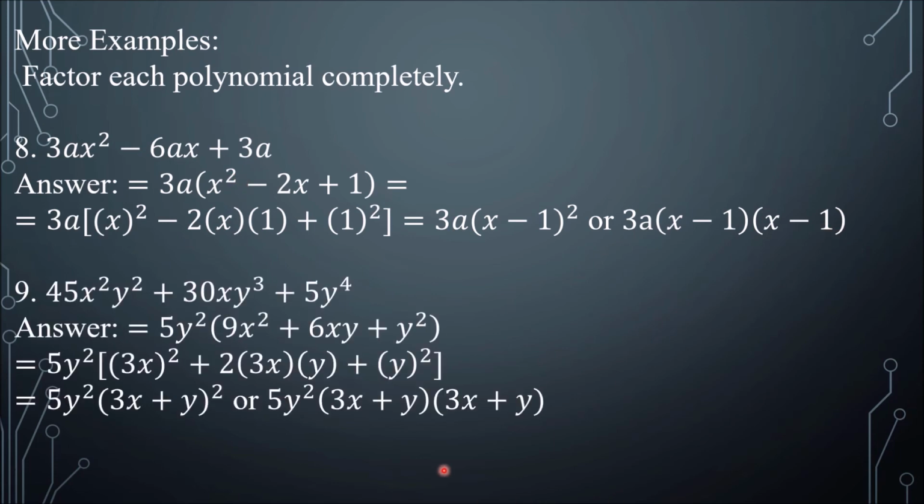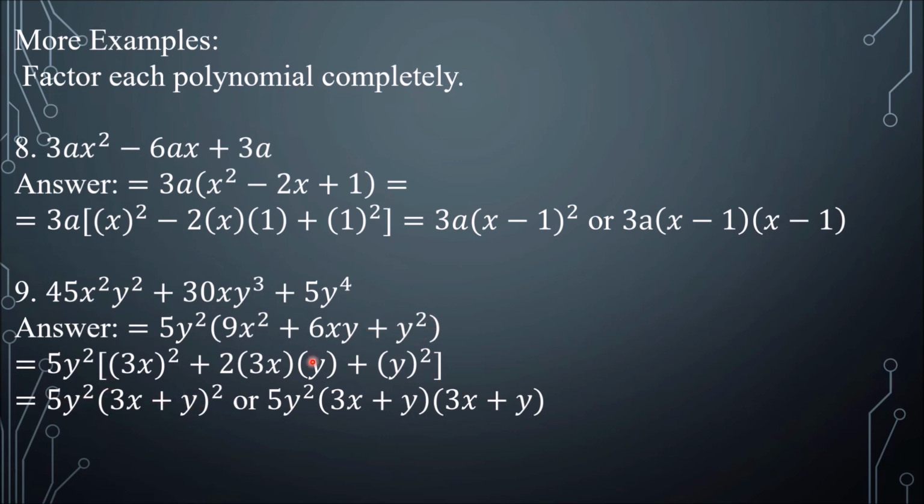Next, number 9. Again, we need to consider the common monomial factor. Now, in this case, the common monomial factor is 5y squared. So, extracting that from the trinomial, we have 9x squared, the remaining factor, plus 6xy plus y squared. Now, this is now a perfect square trinomial.